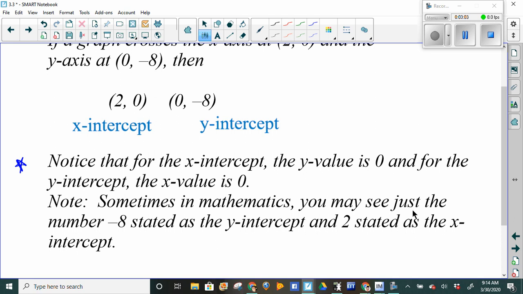Sometimes in mathematics, you may see just the number negative 8 stated as the y-intercept and 2 stated as the x-intercept. So if they state that the y-intercept is negative 8, this is what they're referring to.